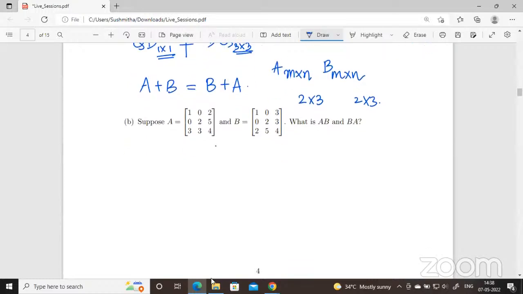Okay. So suppose you have these two matrices. What is AB and BA? Can you do the multiplication? Let's do one of them and the other one will be clear. What is AB? How will you multiply A into B?